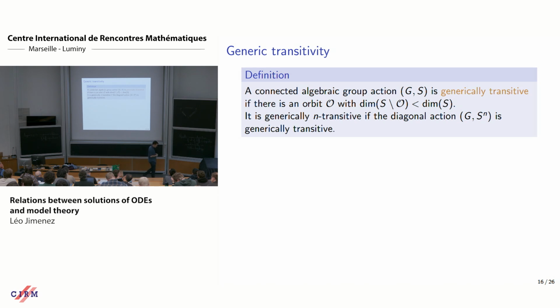Okay, and so here's where you have to study a little bit of algebraic groups to make this work. If I have a connected algebraic group action G on S, I say it's generically transitive if there is an orbit O such that the dimension of S minus O is strictly smaller than the dimension of S. So it has a very large orbit, right? A maximal rank orbit. And I say it's generically n-transitive if the action of G on S to the n, coordinate-wise, is generically transitive. So not only does it have a big orbit in S, it has a big orbit in S to the n.